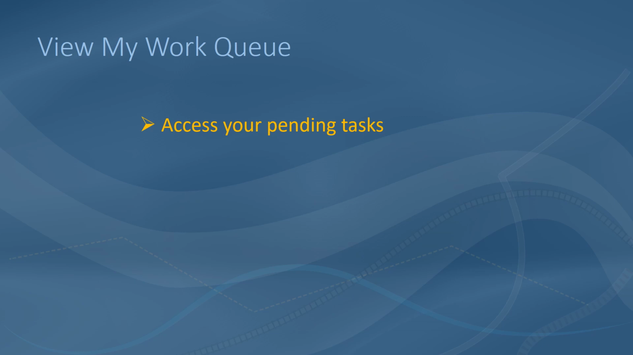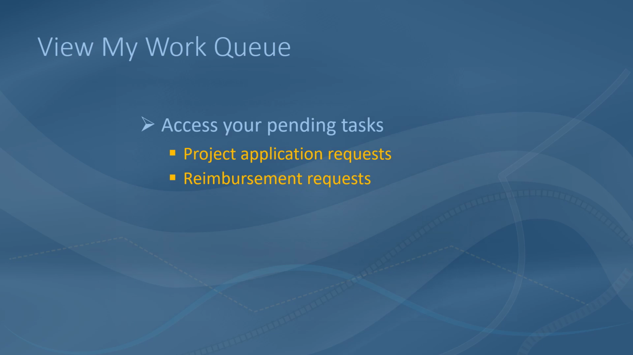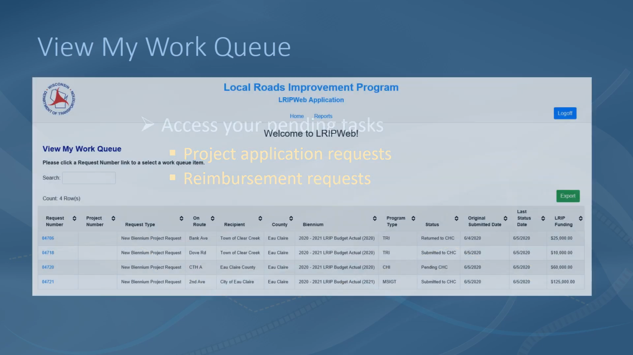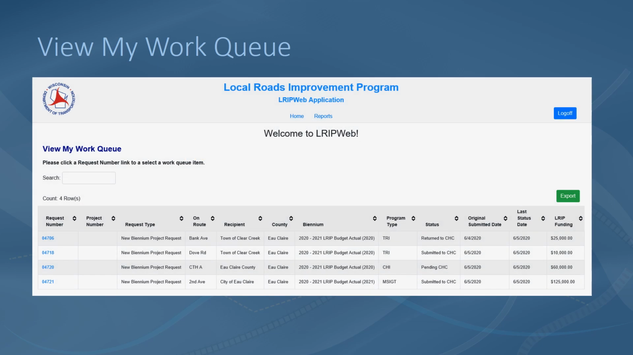In fact, besides being a portal for receiving requests between various parties, the main purpose of the View My Work Queue function is to provide you easy access to your project or reimbursement requests that are awaiting further action. Let's take a closer look. Your work queue is associated with your LRIP web role and the community or county assigned to you. For this reason, the type of requests and the number of requests listed in your work queue will vary depending on your role and the projects you manage or review.